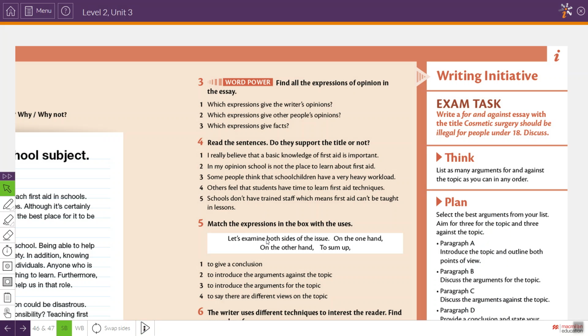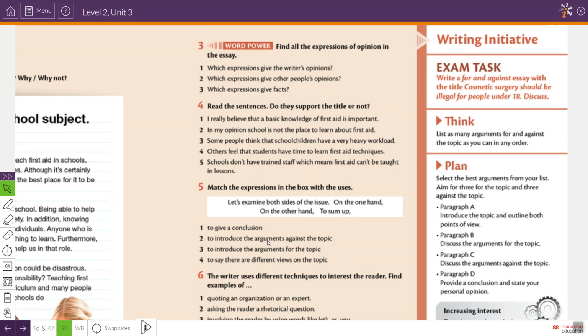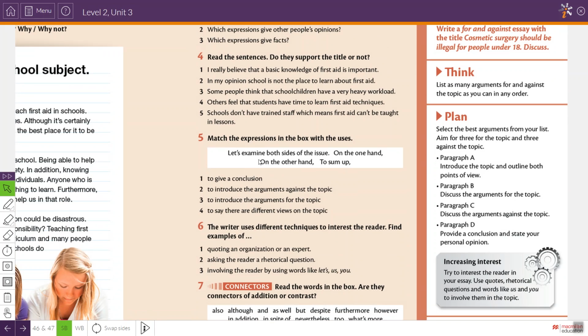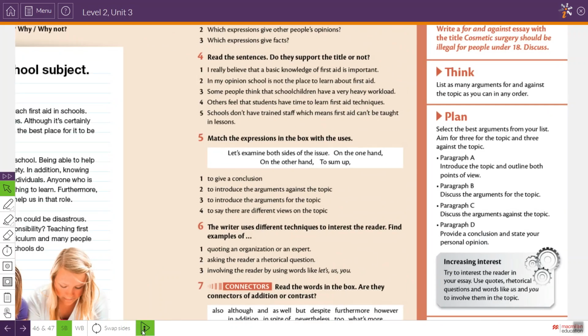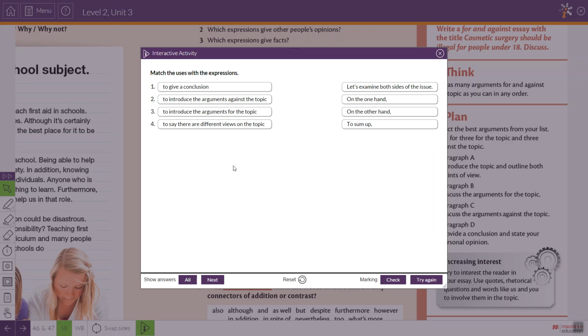Now, this will be very important. You will see this in the rubric. There are certain expressions that you can use for different things. These are only just a few, let's have a look. To give a conclusion, which one can it be? Obviously, "to sum up." Now, to introduce the arguments against the topic.